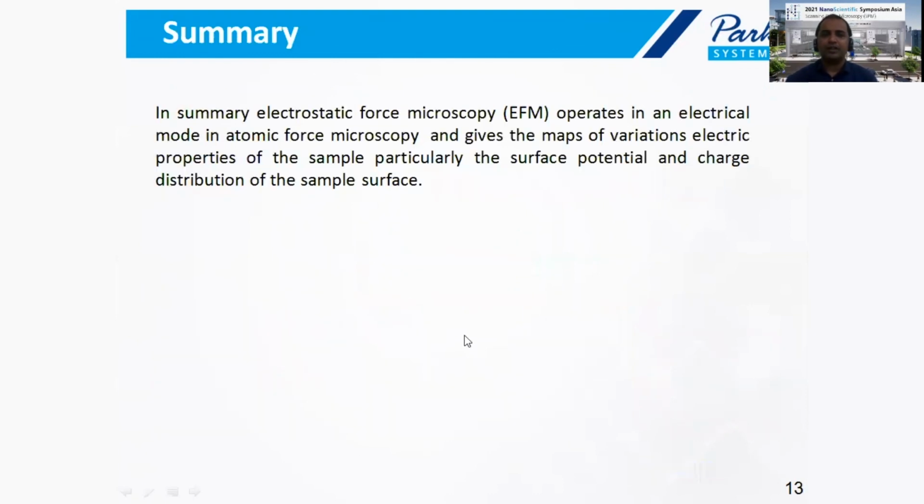So in summary, I would like to conclude that electrostatic force microscopy is a very popular technique, and it operates in electrical mode in AFM to give you maps of variations of electric properties of the sample, particularly the surface potential and the surface charge distribution of the sample surface.